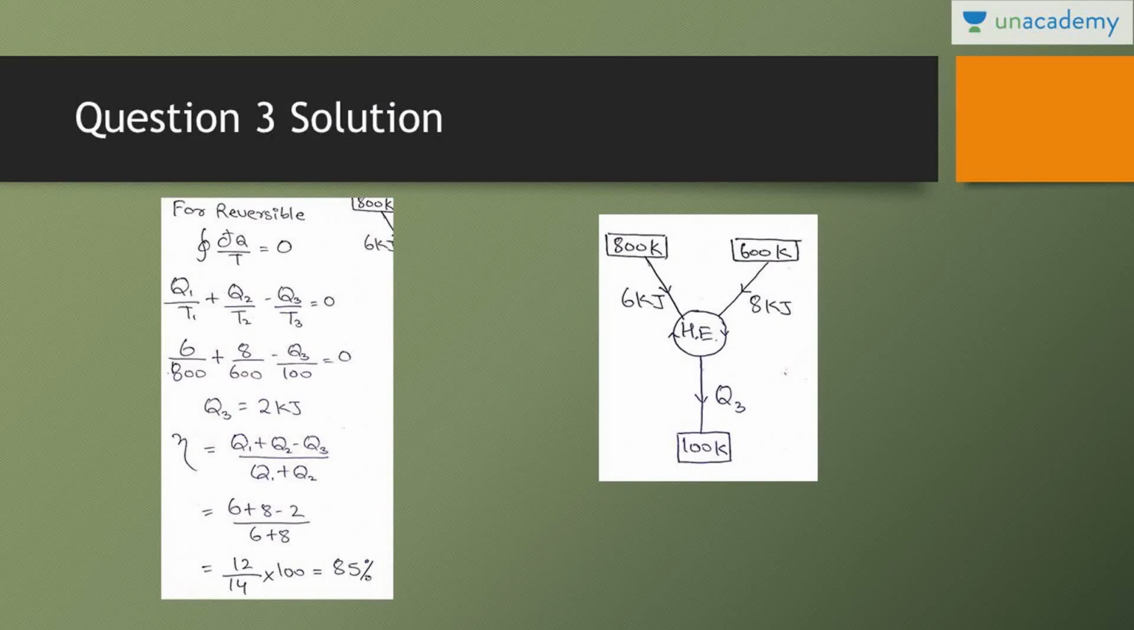So efficiency is net heat supplied divided by total heat supplied. So net is Q1 heat supplied, Q2 heat supplied, Q3 heat rejected. So Q1 plus Q2 minus Q3 upon total heat supplied, which is Q1 plus Q2. So Q1 is 6, Q2 is 8, Q3 is 2. So 6 plus 8 minus 2 upon total heat supplied, which is 6 plus 8. So 12 by 14 into 100. So the answer is 85%. Just keep this numerical in your mind. This has been solved with the help of the cyclic integral Q1 by T1 plus Q2 by T2 minus Q3 by T3. So efficiency is equal to 85%.